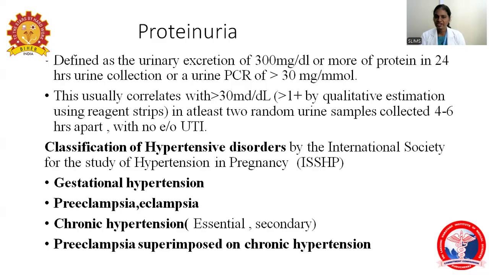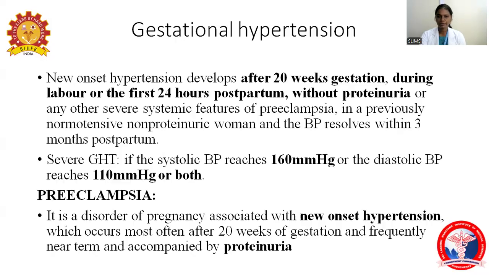So, coming to the classification of hypertensive disorders. We have many categories in this. The first is gestational hypertension. Next are preeclampsia, eclampsia, chronic hypertension, essential hypertension, secondary hypertension, and preeclampsia superimposed on chronic hypertension.